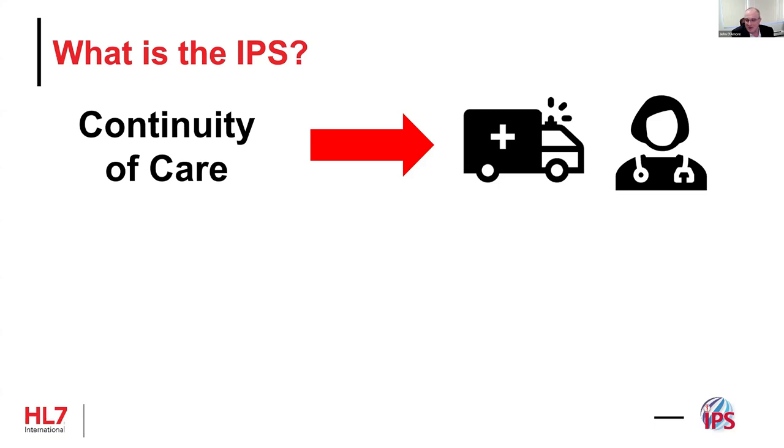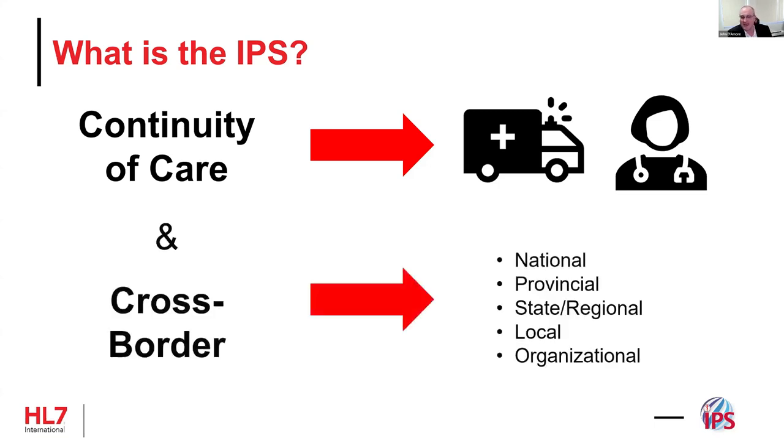And now, when you hear that word cross-border, you're probably thinking international borders. So obviously, when you're going from Europe to Asia, from Asia to the Americas, those are big borders where you're going to be crossing country borders. But IPS is not limited to that.